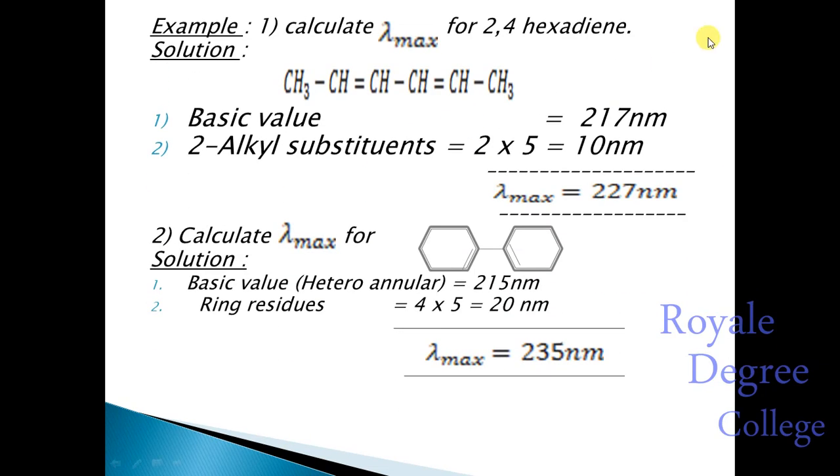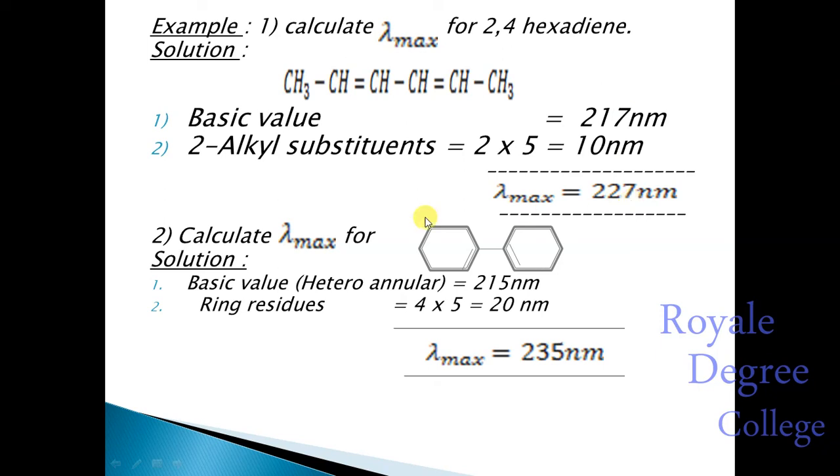Then two alkyl substituents. Where? See here, one methyl at this corner, CH3, this is one alkyl, and on this side another alkyl group. For each alkyl substituent, the value we take is plus 5. So 2 into 5 gives 10 nanometer. Now adding both values, 217 plus 10, you get the lambda max value for 2,4-hexadiene as 227 nanometer. Next, we'll go to the next problem.